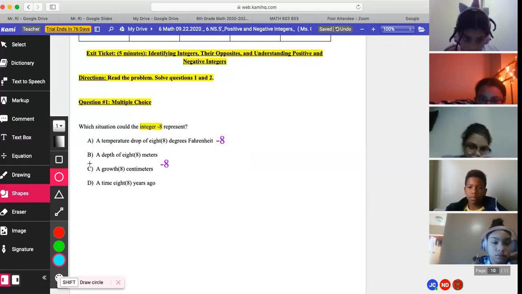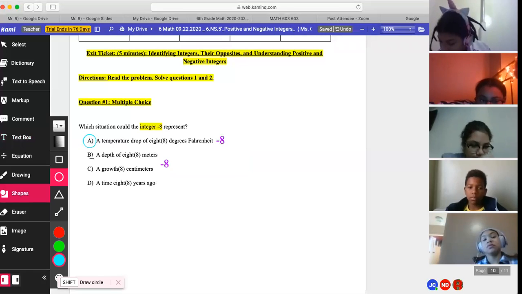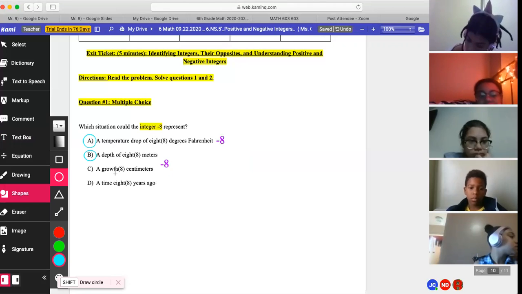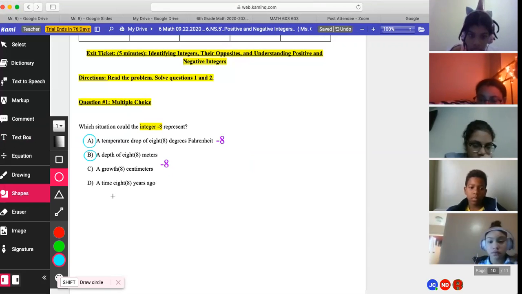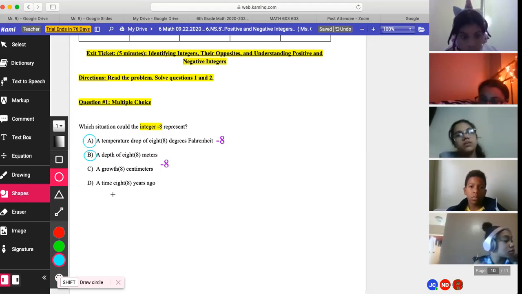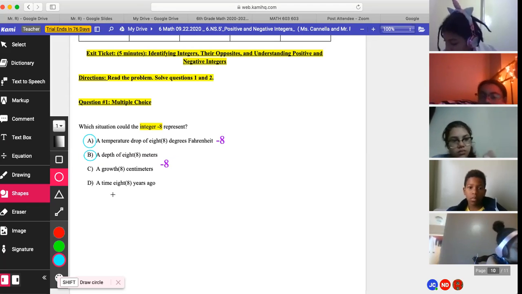Growth and time, those are positive. So clearly it should have been A and B on your exit ticket. If it asks you which two situations could be a positive integer, you would pick C and D because growing is positive and time is measured in positive. We can never go back on time. We can only go forward. Just like distance, when you walk, the feet grow. When you're on a plane and you go up, the feet are going to keep adding, right? From the runway, you got to go up in order to get in the sky.